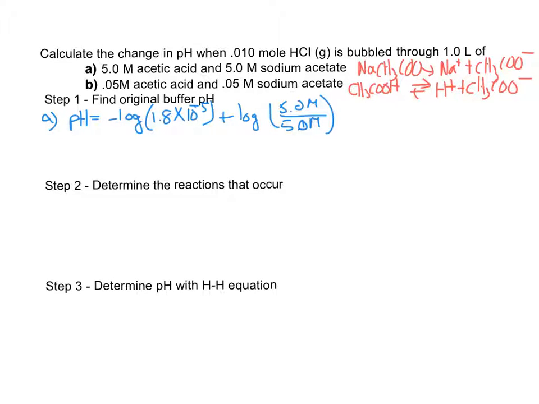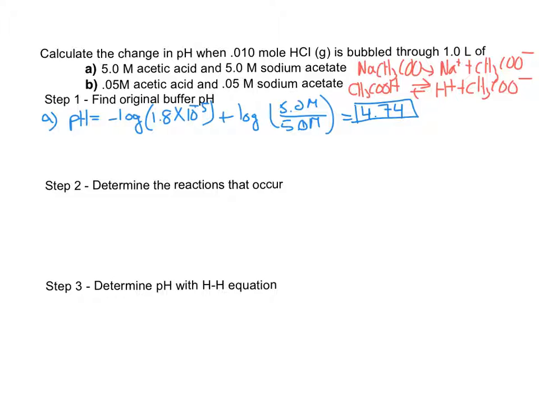So take a look at this. These two concentrations are the same, so 5 over 5 is equal to 1. What is log of 1? It's 0. When my conjugate base and my acid are the same concentration, turns out that the pH is going to be equal to the pKa. So the pH is just negative log of the Ka here, which in this case ends up being 4.74.